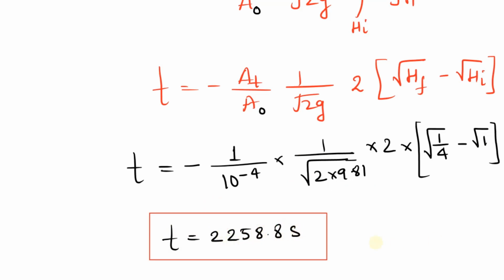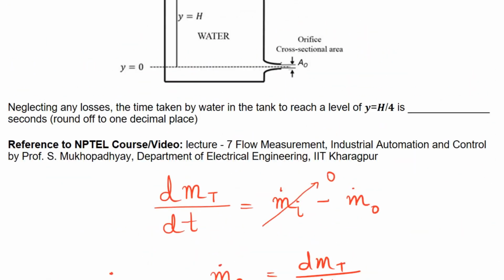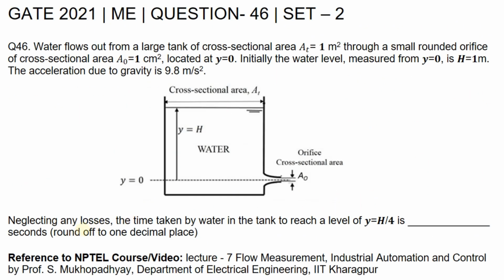If we do this calculation, we get T equal to 2258.8 seconds. Now let's go back to the problem and fill in the blank. The time taken by water in the tank to reach the level h by 4 is 2258.8 seconds, because we have to calculate in seconds and round off to 1 decimal place. So this is our final answer.